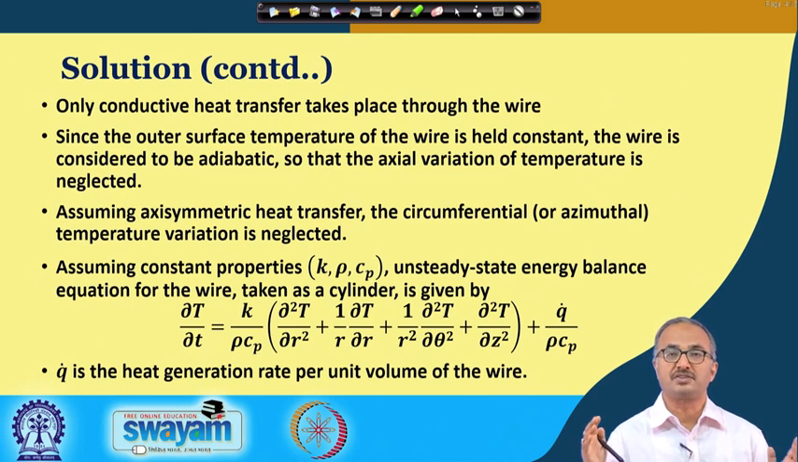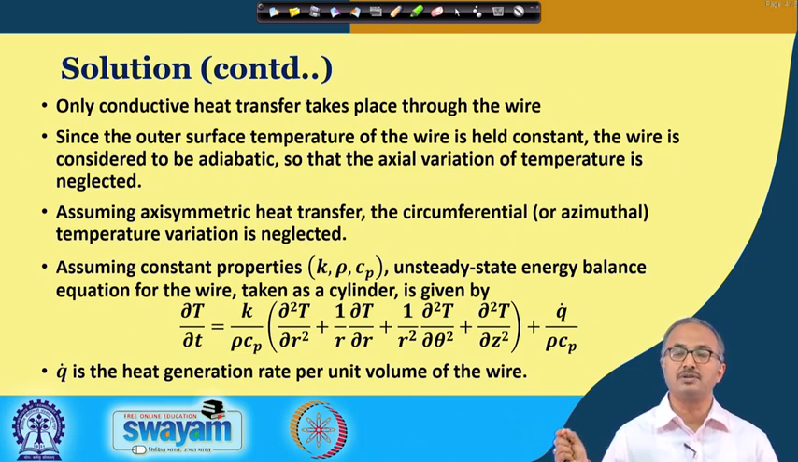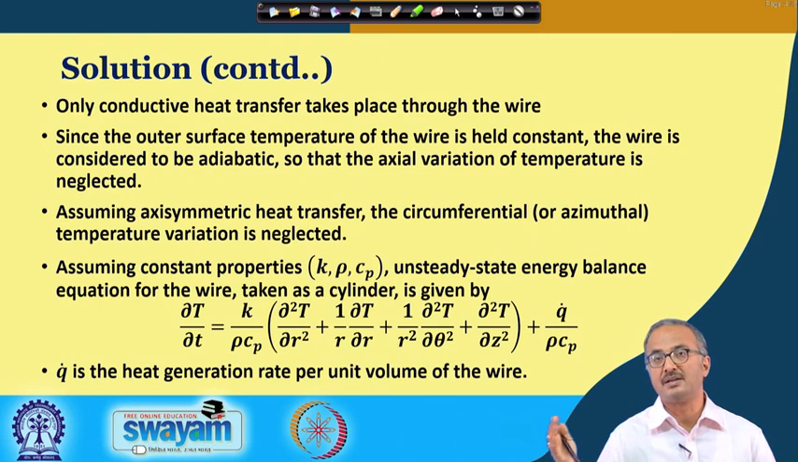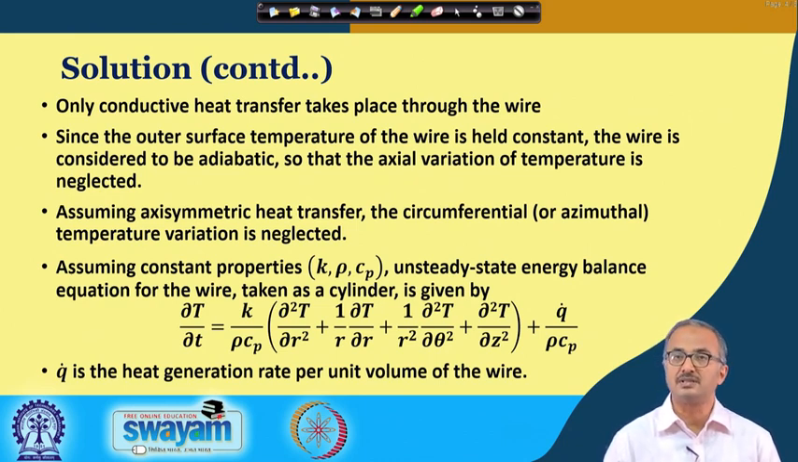So we are considering only a section of the wire, and we are considering that it is long enough so that we are neglecting the end effects at the two ends. So there is no heat transfer from any given section of the wire under consideration. With these considerations, we are assuming that there is only a radial heat transfer.